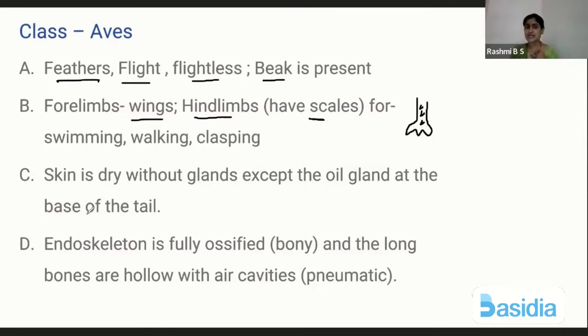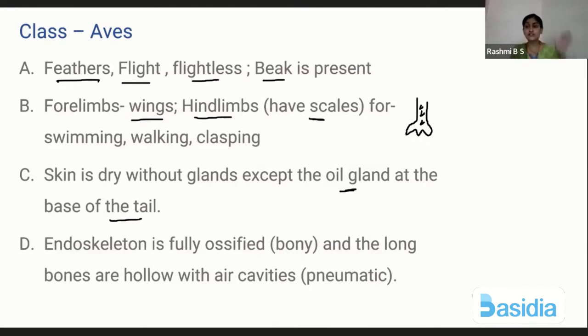clasping purposes. Skin is dry without any oil glands, but when you look at the base of the tail feather, whenever you look at a bird, there will be a tail feather, one feather extending like a tail. At the base of that feather, you get an oil gland. So the oil gland at the base of the tail feather is an important characteristic feature.